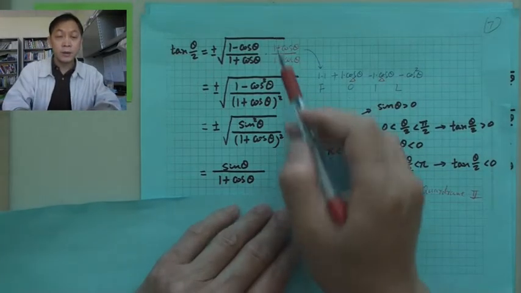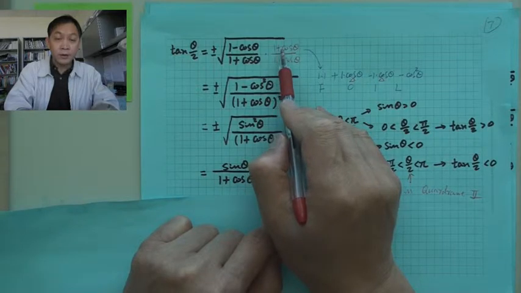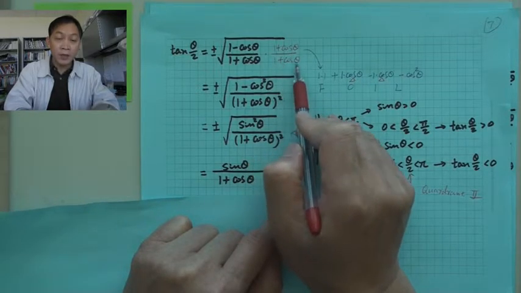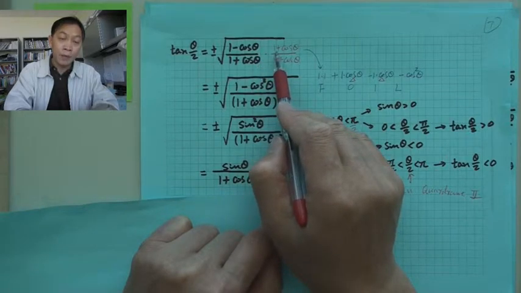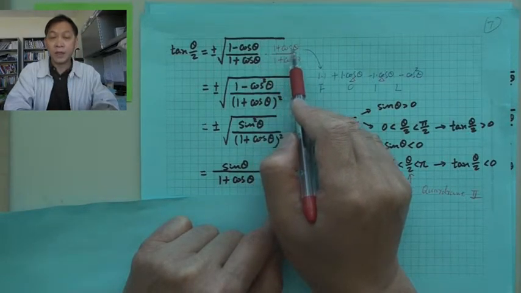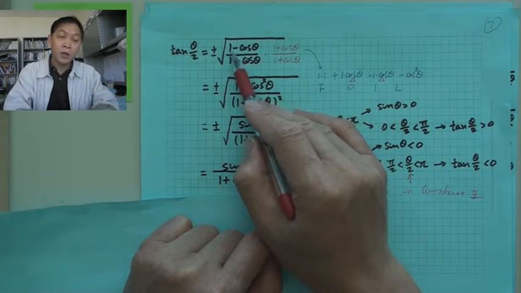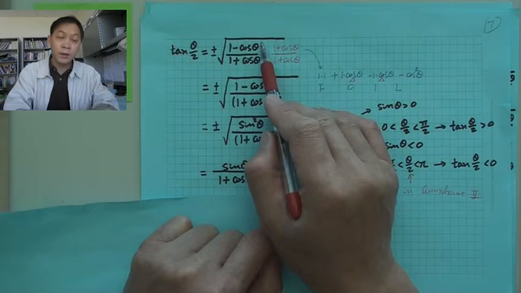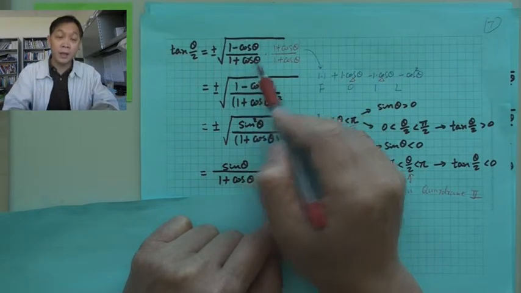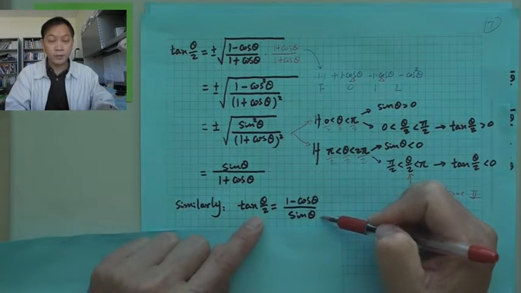Similarly, previously I did 1 plus cosine theta over 1 plus cosine theta. If in both numerator and denominator you do 1 minus cosine theta, you will get 1 minus cosine theta upstairs, and downstairs will be sine theta. Okay, so you will get that.